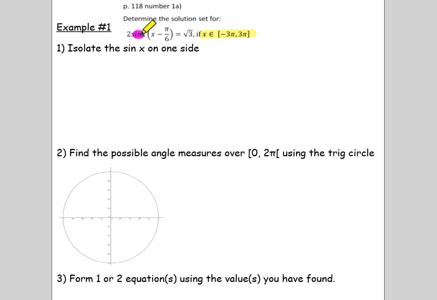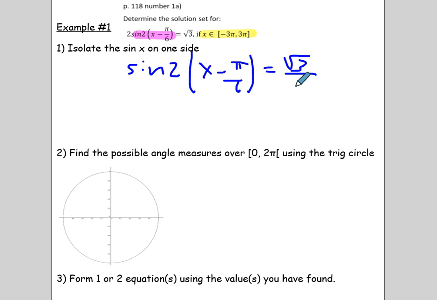So for the first step, we need to isolate this part here. So that means we need to get rid of the 2 that is on the left. So that means we're going to have sine of 2x minus pi over 6 is equal to square root of 3 over 2. Then we can find all the solutions. So what I did here, I divided by 2 on the left and on the right.